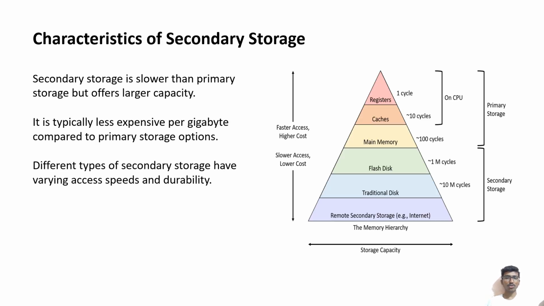Characteristics of secondary storage. Secondary storage is slower than primary storage but offers large capacity. It is typically less expensive per gigabyte compared to primary storage options. Different types of secondary storage have varying access speed and durability, and the image shows those things all explained in this.